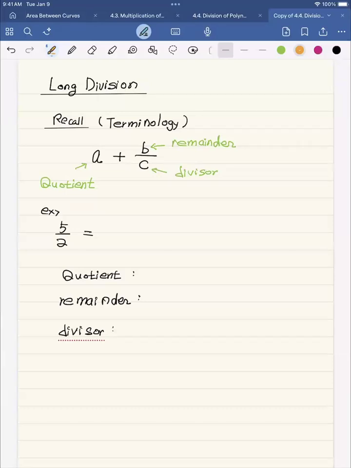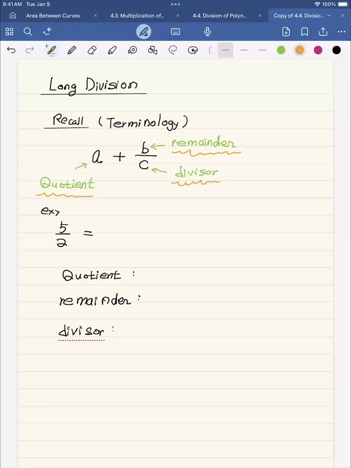Let's learn about a long division. Before we perform long division, let's review the terminology. When a fraction is written in the form of A plus B over C, A is called quotient, and B is called a remainder, and C is called a divisor.